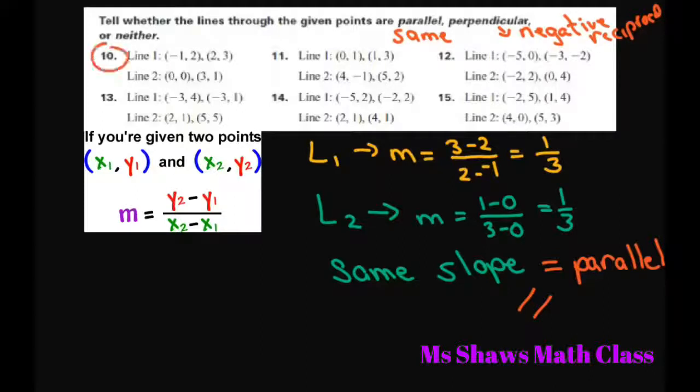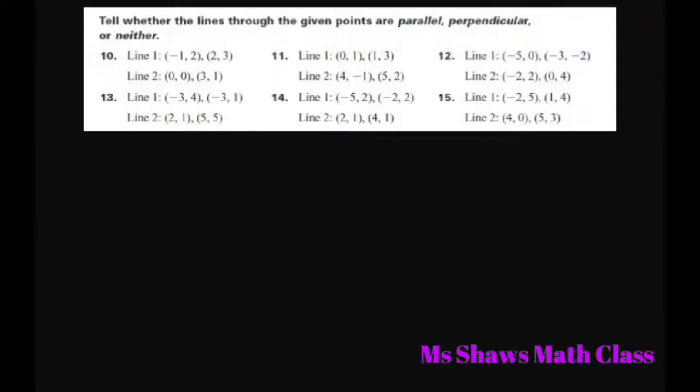So I did number 10. You need to memorize your slope formula. Remember, it's rise over run. And I did the first problem. I had the same slope. Since it's the same, it means it's parallel. So let's do the other problems. So remember, you have to memorize your slope formula.